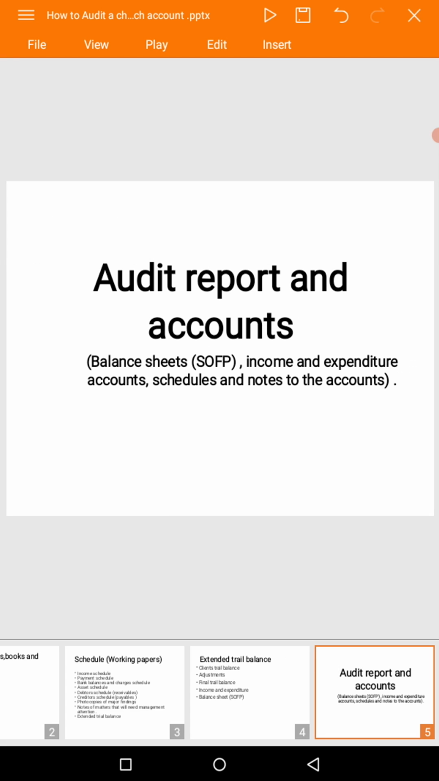And then if you look at it very well, you see I've mentioned balance sheet, which is statement of financial position. I mentioned income and expenditure account. I mentioned schedules and notes to the account. These are the pages you will find in an account. Then you also attach your audit report. Audit report is just a page that will express where the opinion of the auditor is expressed.